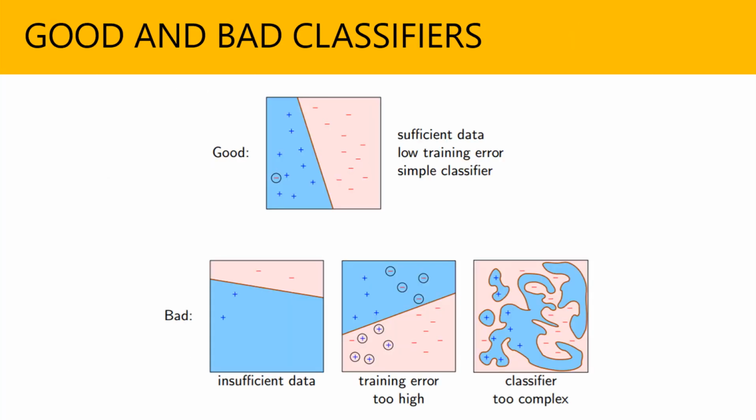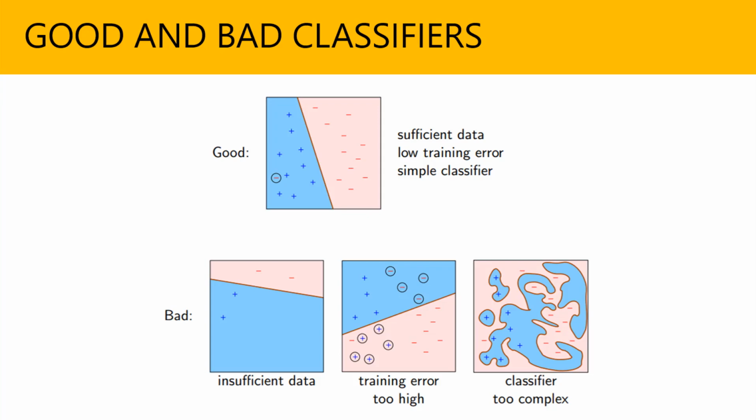Good and bad classifiers, right? When do we know whether a classifier is good or bad? Well, a good classifier has sufficient data, low training error, and simple classifier. So it's easier to identify the plus and the minus signs, right? So that's a good classifier. However, you may come across a minus sign or an entity within the plus signs, right? As you can see in the top picture here, that'd be an outlier or something that happens occasionally. But typically, majority of the data is separated.